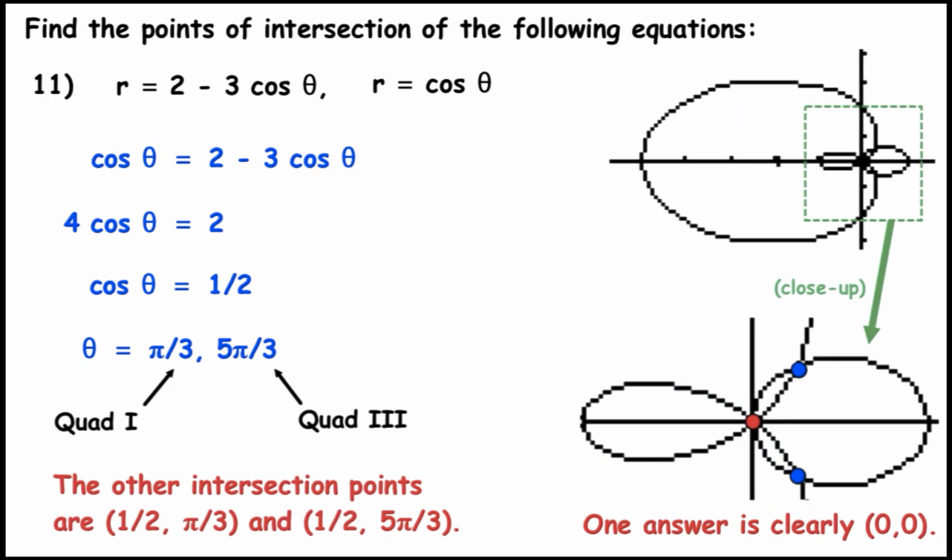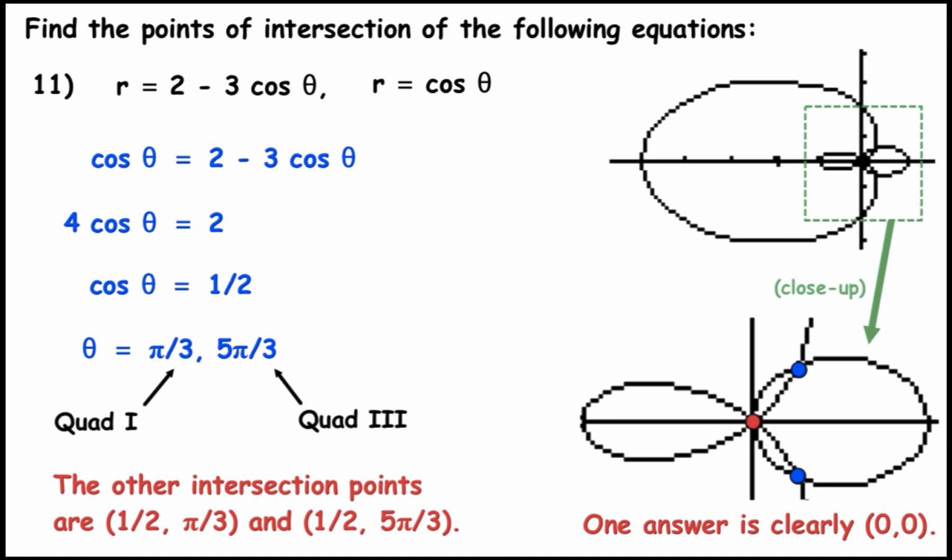Okay, for number 11, again, we want to find the points of intersection. You can see that there's 3 of them, and one answer is definitely 0, 0. They both go through the origin. I made a close-up so you can see that red dot. The 0, 0 will not show up with the algebra for the same reason as in the last problem. The curves don't hit 0, 0 at the same theta angle.